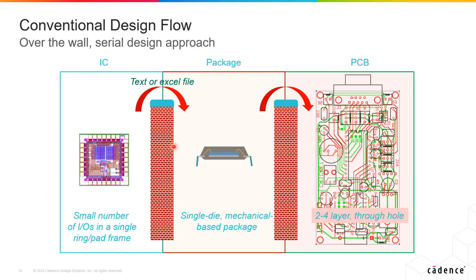But in the old time, it was not connected. I mean, the IC designers did their design and tossed text or Excel files with the net list or some information to package designers, and the package designers designed with this IC information, mostly manually. After the package design, these packages were tossed to PCB designers. So there is a large wall between IC and package and PCB. It is just one way, and the wall blocks communication with each other.